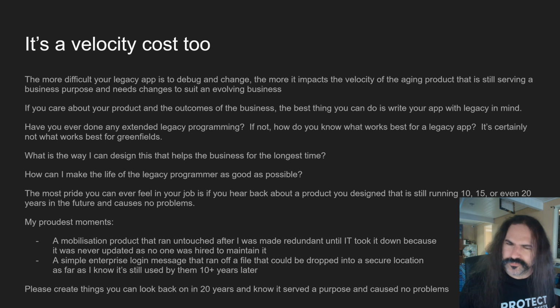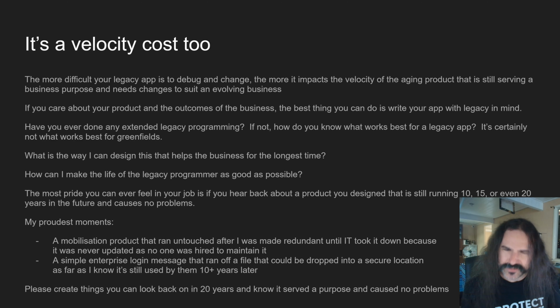So think about for yourself, have you worked on legacy products for any extended period of time? I've done heaps of legacy programming. I actually quite like it, but if you haven't done legacy programming, how do you know what works best for an app when it's in legacy status? And then you should think along with it, if you care about the business, how can I design this app so it lasts for the longest possible time? And how can I make this the best developer experience possible for the people who come after me when they're working on this legacy product?